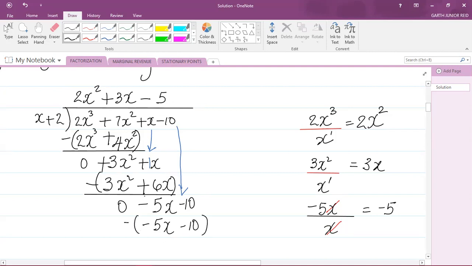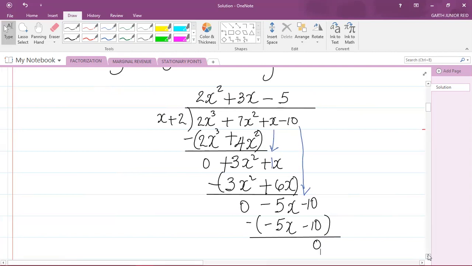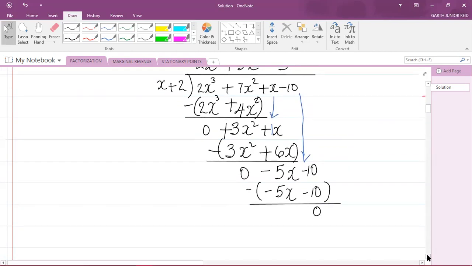All right? The next step from here is to now subtract. Okay? Now negative 5x minus a negative 5x, that's the same as negative 5x plus 5x. That's going to give me 0. And I have negative 10 minus a negative 10, which is the same as negative 10 plus 10, all right, which is also 0. So you see that my remainder here is 0, so I can't go any further, okay? So that's where my division stops. Okay, good.